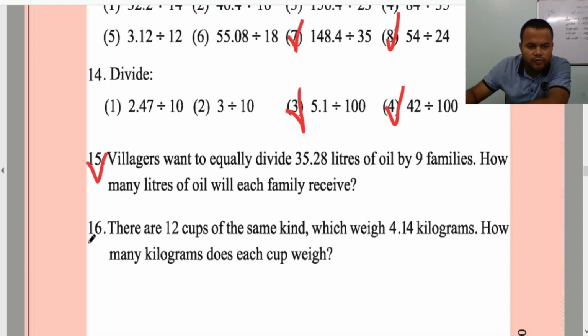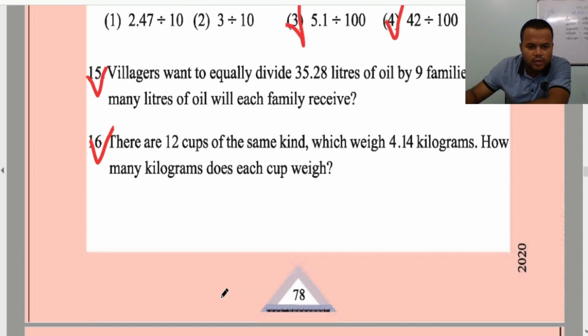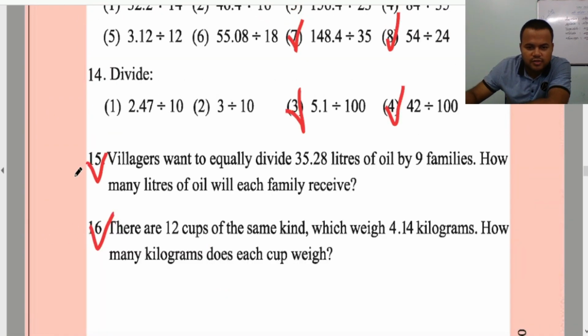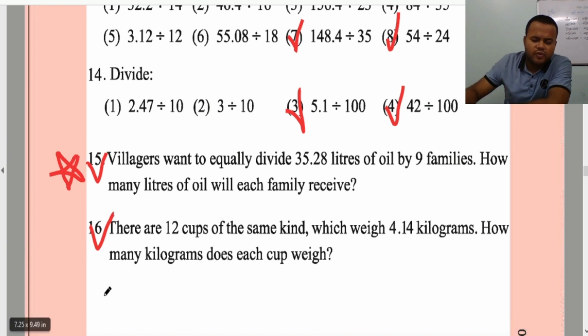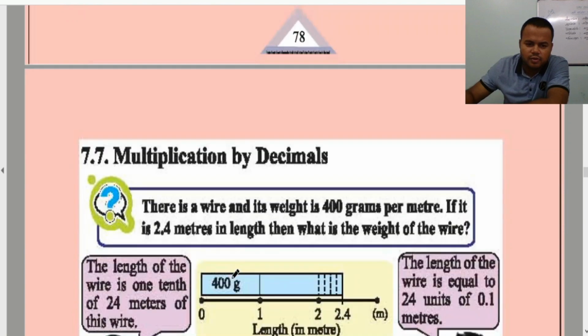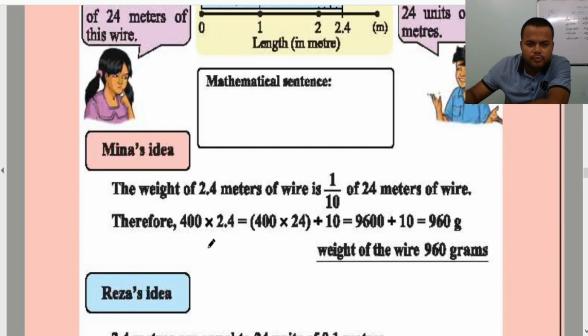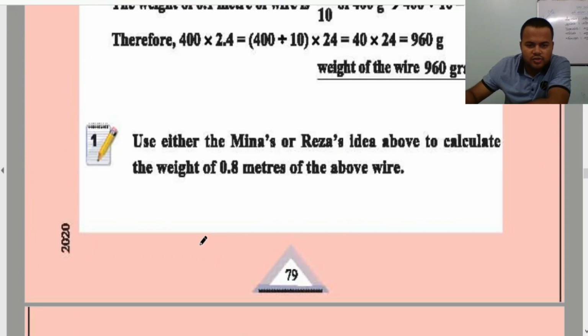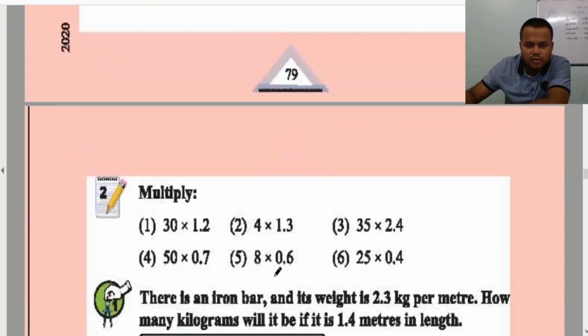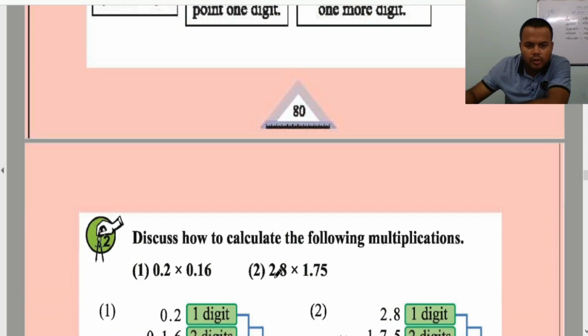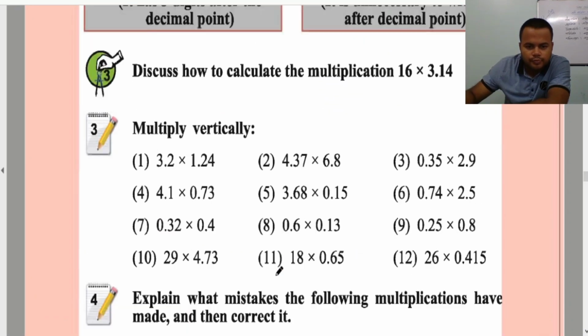Okay, now number 15, number 16, and number 15 is important. Both maths are important here. Number 15, number 16, both are same types. Now from next exercise, here practice 11, 12.